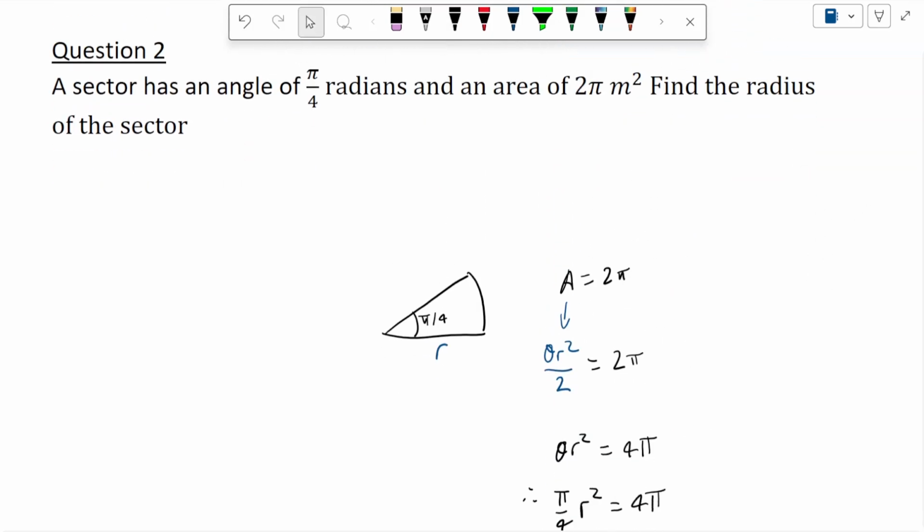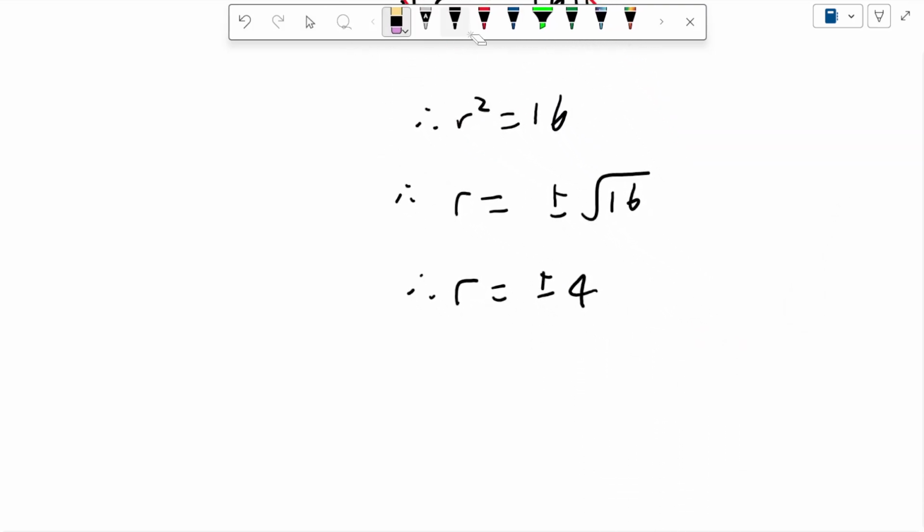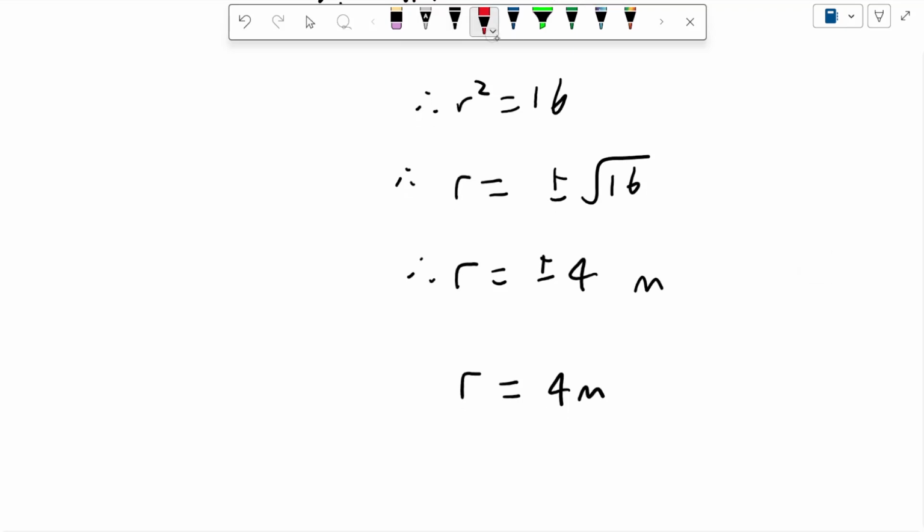And is that in centimeters? No, it's in meters. Okay, so that's good. But I don't know about you, but I've never seen a length of negative 4 meters. So we're just going to go with positive 4 here, as lengths are positive. Wonderful, and we're done.